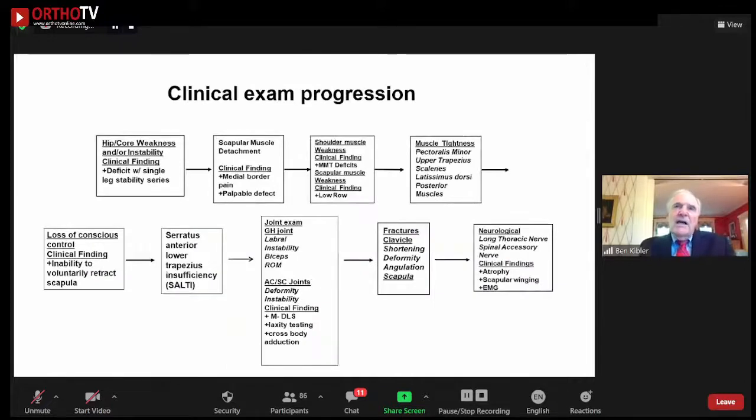Now, there's a stepwise progression of the exam. You do this in about 5 to 10 minutes. You look at hip and core weakness first. You palpate along the medial border for scapular muscle detachment. You measure shoulder muscle strength, weakness. You check for muscle tightness. You look for loss of conscious control. You look for SALTY scapula. You do your exam of the glenohumeral joint and AC joints. Look for fractures, and then check neurologically. This is the entire universe of problems with the scapular dyskinesis.